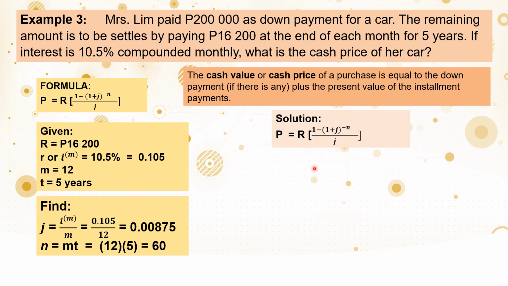So let's find the present value using this formula. So just substitute all the given in the formula. So present value is equal to, our R is 16,200 times the quantity 1 minus the quantity 1 plus our J, which is 0.00875, raised to negative N, our N is 60. So it is negative 60. Over our J, which is 0.00875.